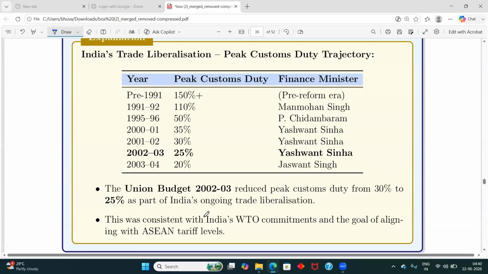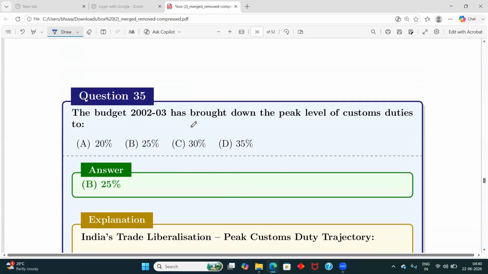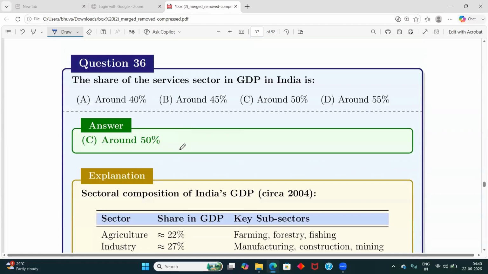And this was consistent with the Indian WTO commitment and the goal of aligning with the ASEAN tariff level. So correct option is option number B, 25%. Now moving to next question, question number 36.